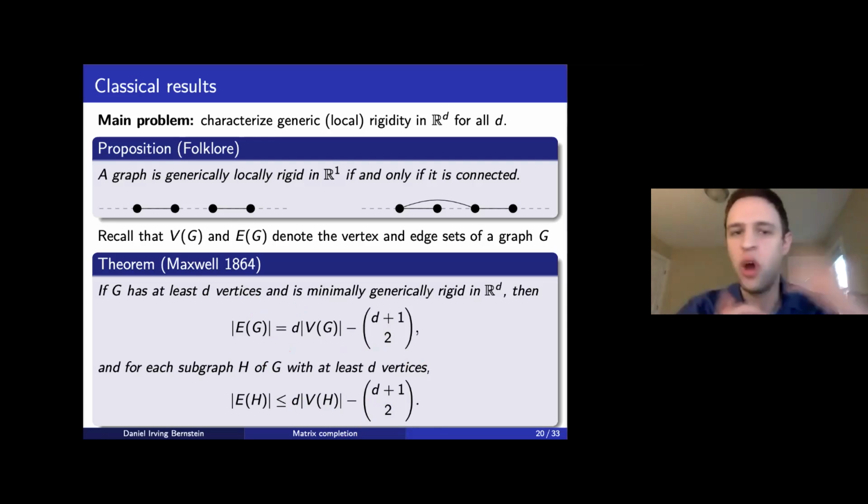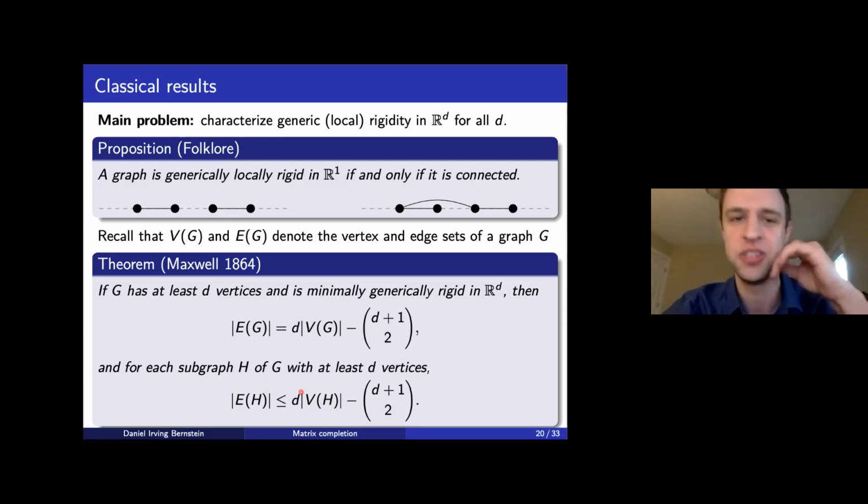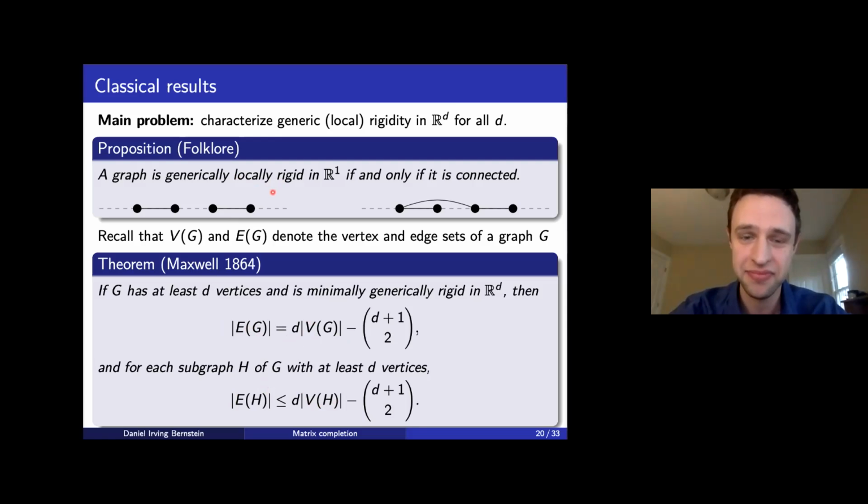You can go through the numbers and see that when you plug in d equals 1, these conditions are equivalent to your graph being a tree. With d equals 1, the first condition says that your graph has the number of vertices minus 1 edges, and every subgraph has at most the number of vertices in that subgraph minus 1 edges. And trees are minimally connected graphs. So not only is Maxwell's condition necessary in d equals 1, it is sufficient to characterize minimal local rigidity.